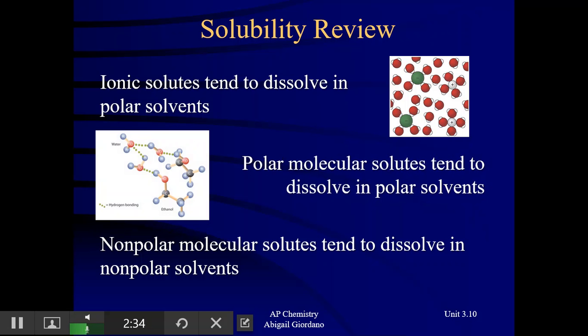A polar solute will tend to dissolve in a polar solvent. Like ethanol, for example, will dissolve in water very, very well. Why? Because they will attract to one another. Ethanol and water both have the ability to hydrogen bond, and not just to their own molecules, but to the other molecules. Ethanol can hydrogen bond to water. There's a force of attraction, again, between the solute and the solvent.